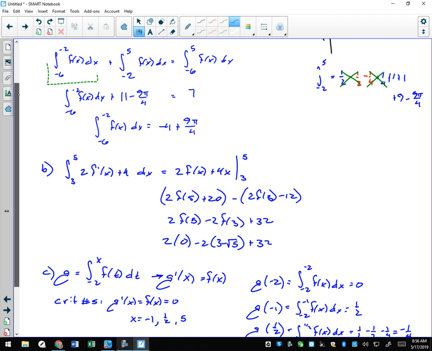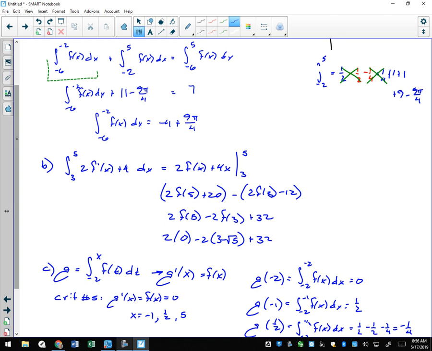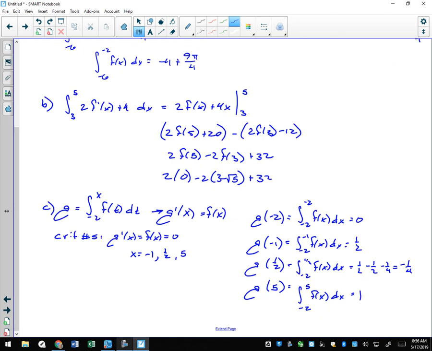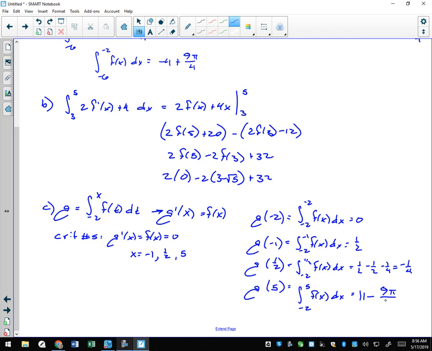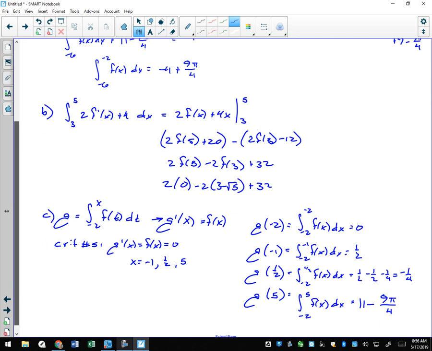So negative 2 to 5, I figured was 11 minus 9 pi over 4, and you are allowed to import that answer. So if I did make a mistake in part A, because I'm importing that work from part A into part C, did I say 9 pi over 4? Is that what it was? Yeah. I would still get credit for that.